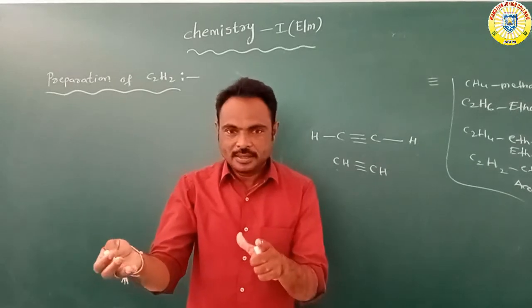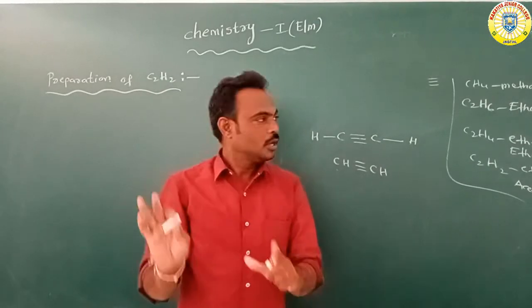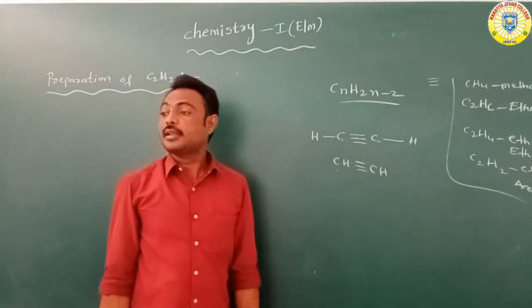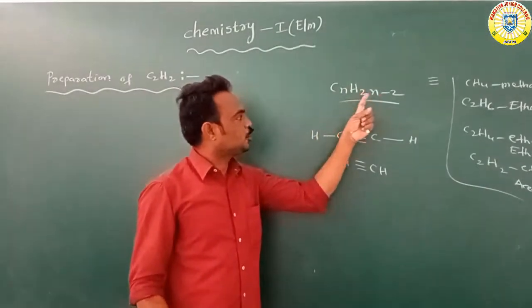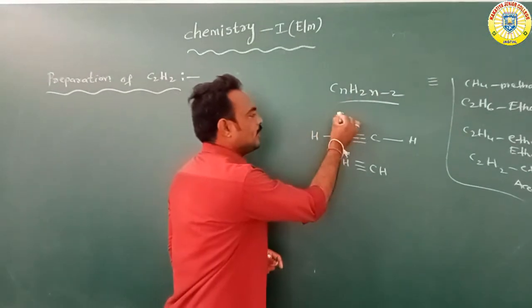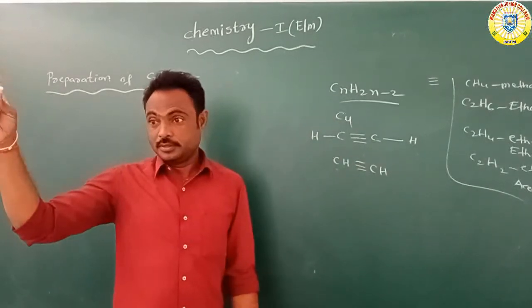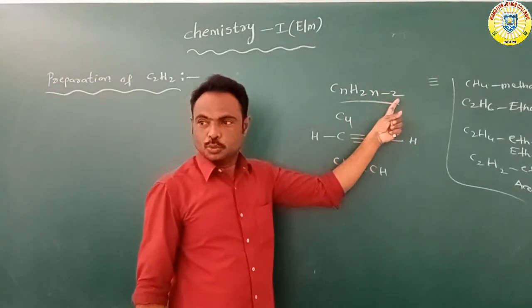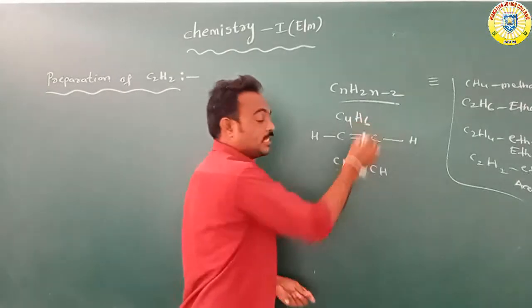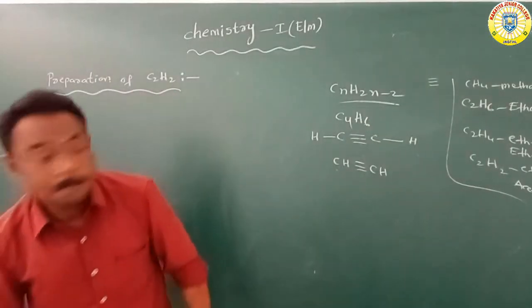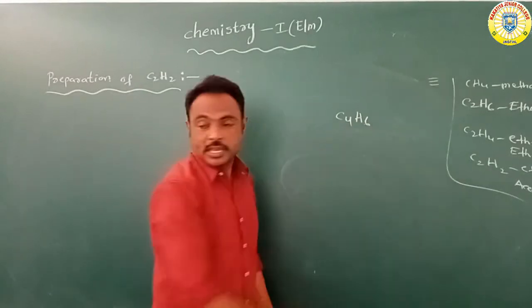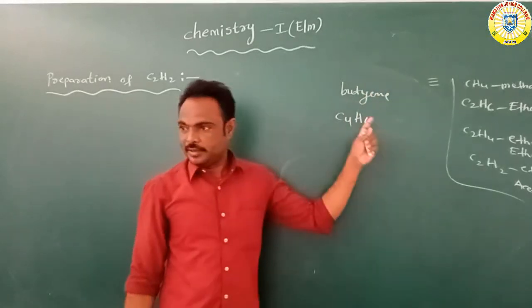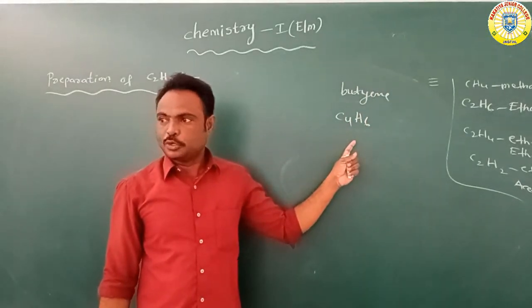Suppose we write another structure, for example. What is the general formula? CnH2n minus 2 for alkynes. So we write C4. C4 means butyne. So 2 times 4 is 8, minus 2 is 6. So C4H6. C4H6 is butyne.